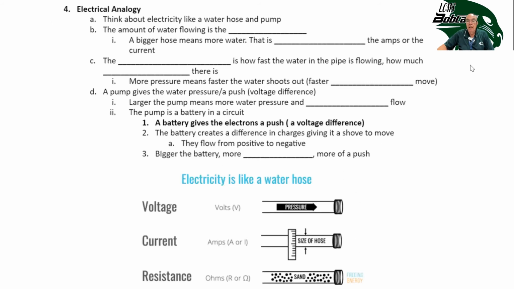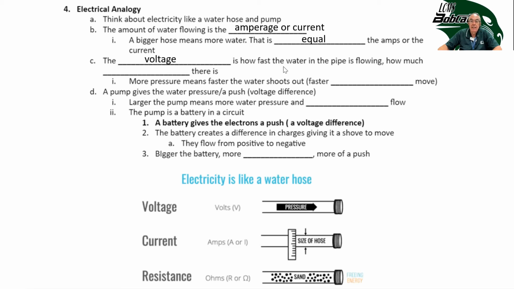Okay, so here we're going to kind of formalize the analogy that we've been using. You think about electricity like a water hose and a pump. The amount of water flowing is the amperage or the current. Bigger the hose means more water. So, if you have like a fire hose versus a garden hose, there's going to be more water flowing through those two hoses. That's equal to the amount of amps or current.